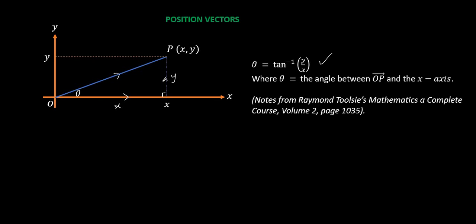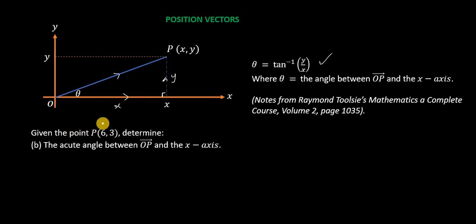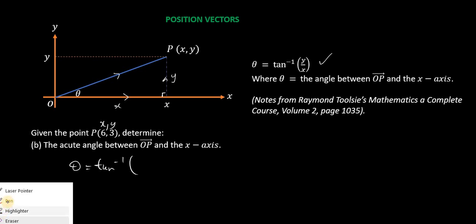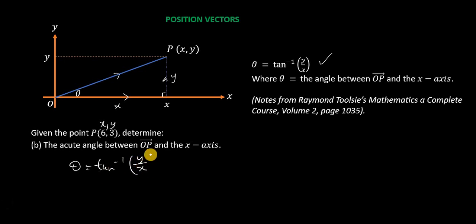So let's look at this. Given the point P with coordinates x and y, so we're using the same example from before to find the acute angle between the vector OP and the x-axis. So we write the formula that we are given. Theta equals tan inverse of the opposite side. That should be y, since we're looking at the opposite side. So that's going to give us y over x. And so we have tan inverse of the y value.